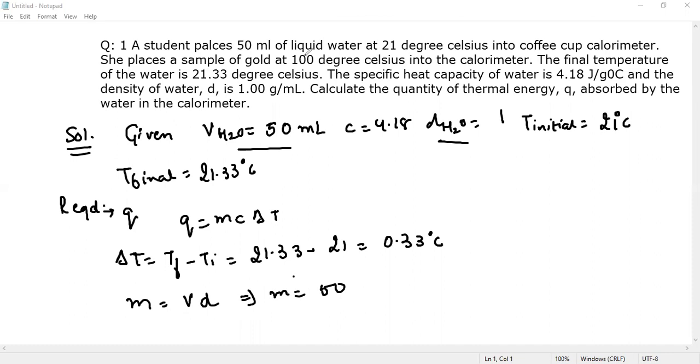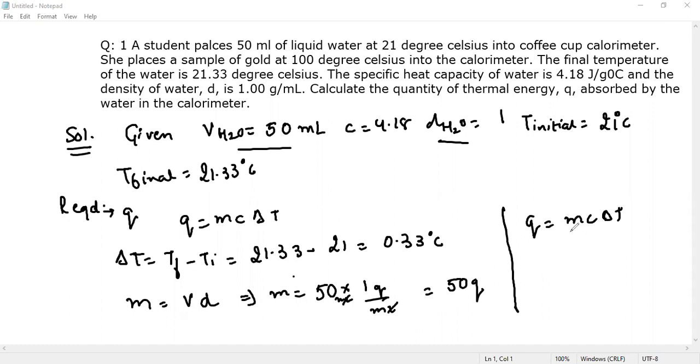So let me write it again. 50, the volume, times the density, which is 1 gram per ml, right? This was in ml, so this ml and this ml will cancel. So what is the mass here? 50 grams. Now let's go ahead and calculate Q. So Q is equal to mc delta T, and from our formula, mass is 50 grams. From our calculations, C is 4.18 and delta T is 0.33.